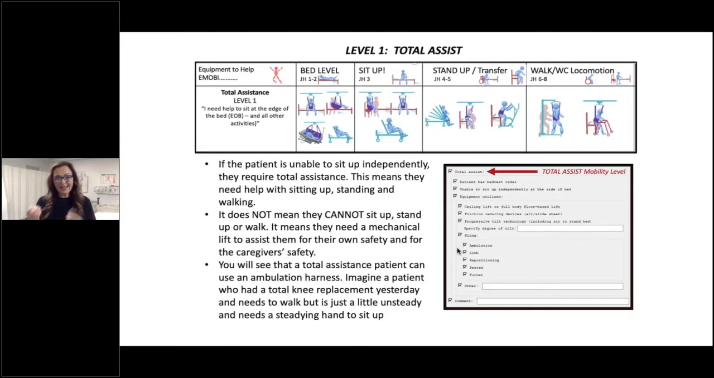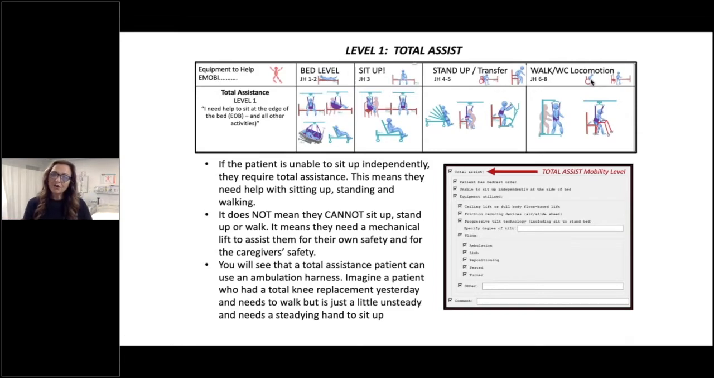As you go through the steps of determining your patient's goal and their mobility level, you will then be able to determine what equipment you need to safely move them. So let's start with total assistance. You'll see in the goals here, we've got bed level activities. We've got sitting up activities, standing up, transferring, and then walking or wheelchair locomotion.